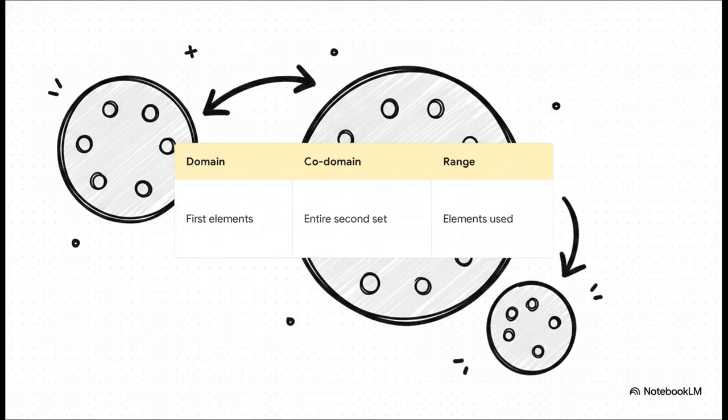The domain is simply the set of all the first elements in your relation's ordered pairs. You can think of these as your inputs. The codomain is the entire second set that was available to you, whether you ended up using all its elements or not. But the range is only the set of those second elements that actually appear in your relation, your actual outputs. So because of that, the range is always going to be a subset of the codomain.